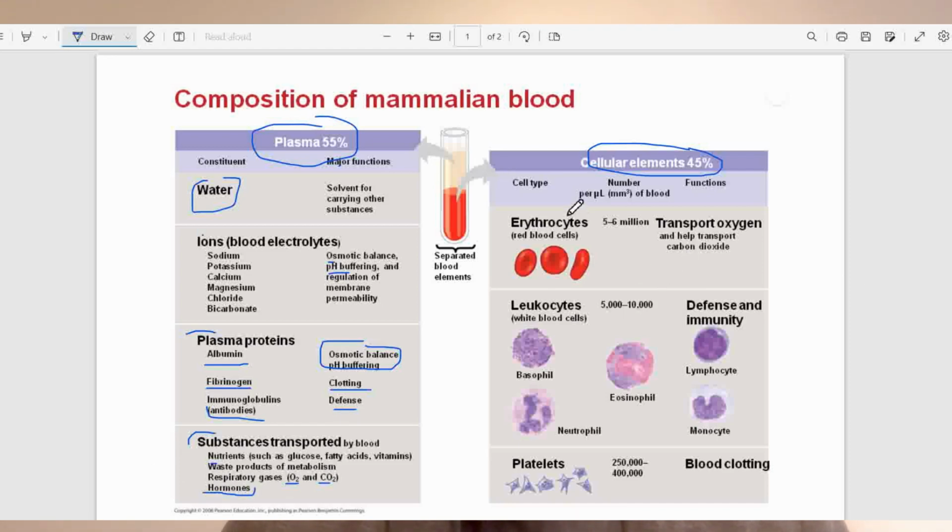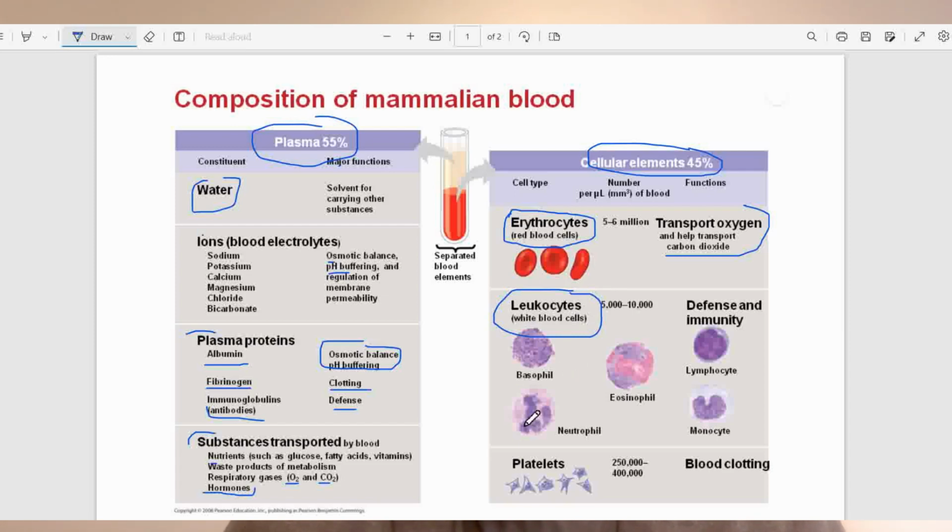Talking about blood cells, we have different types and they carry out different functions. For example, we have the red blood cells, also called erythrocytes. They are responsible for the transportation of oxygen, and they also help to transport carbon dioxide to an extent. But primarily, the hemoglobin that is found in the red blood cell is able to transport oxygen around the entire body of the organism.